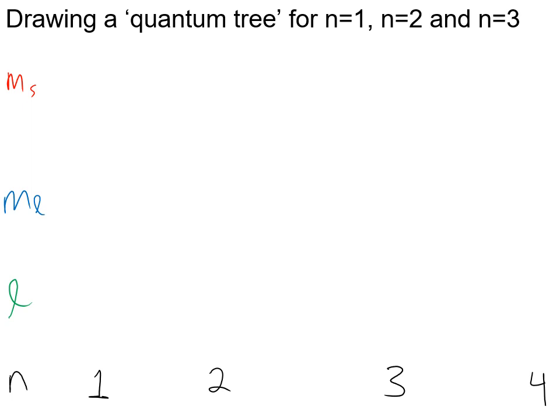Now, based on what our l is, l can be from n up to, oh, that's not correct. Let me erase that here. So l can equal 0 up to n minus 1.